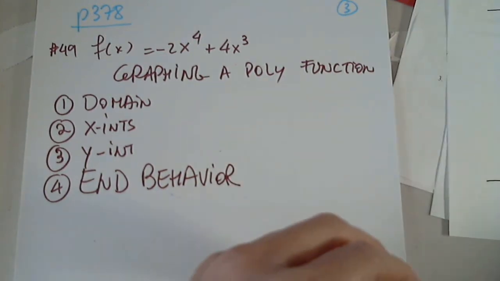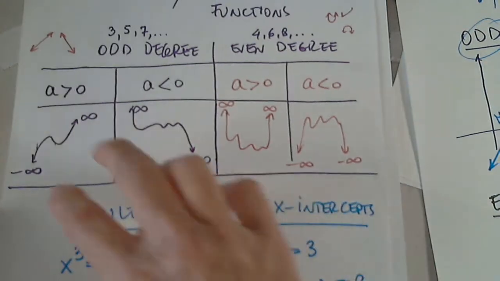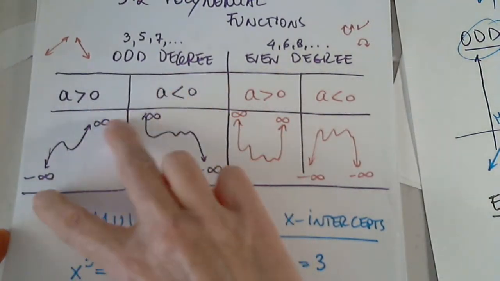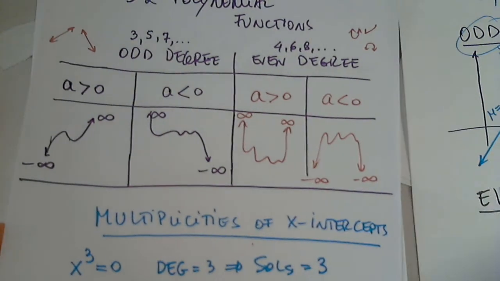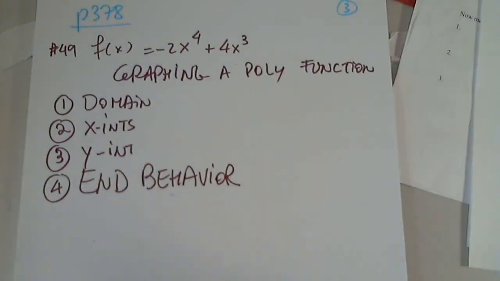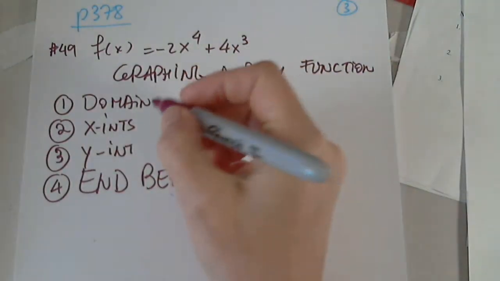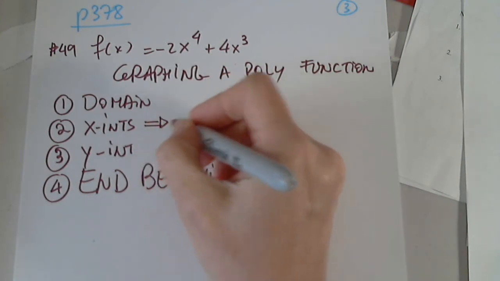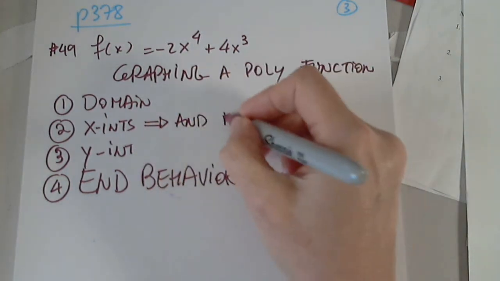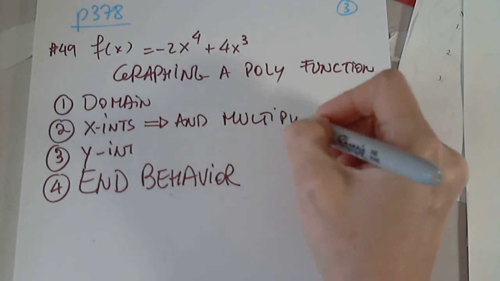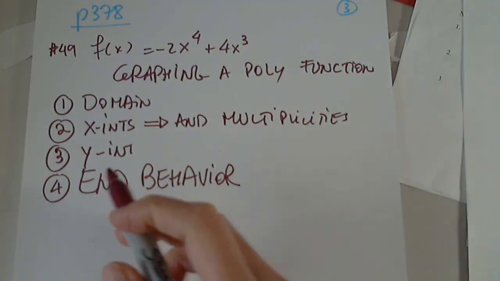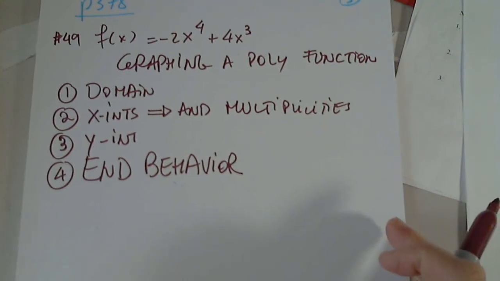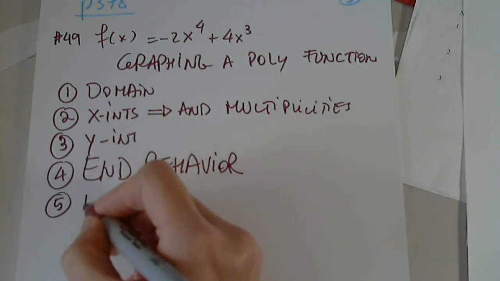The end behavior is exactly what we discussed. This is where it's going. What are the ends? The end behavior, which is extremely important. And multiplicities. So the x-intercepts and their multiplicities. 5, degree.